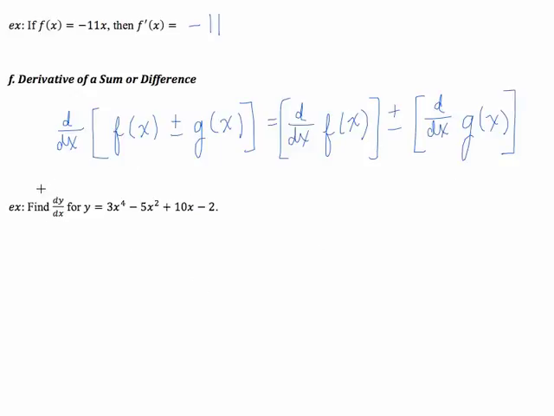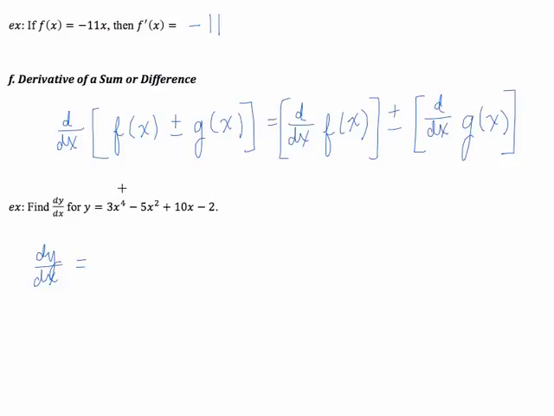So in this last example here, we're going to find dy dx. That's the derivative with respect to x for this polynomial. So dy dx equals, okay, the derivative of the first term minus the derivative of this term plus the derivative of this term minus the derivative of 2, according to this rule.